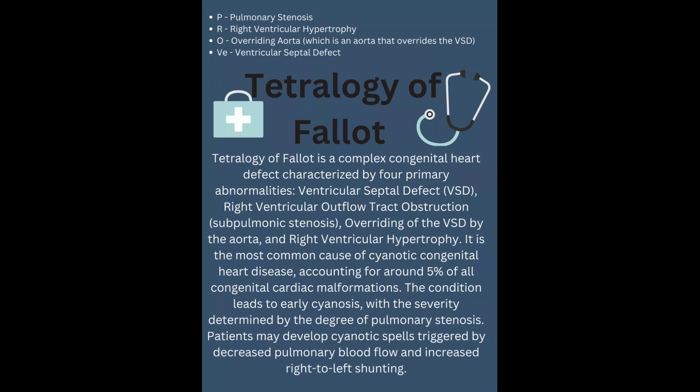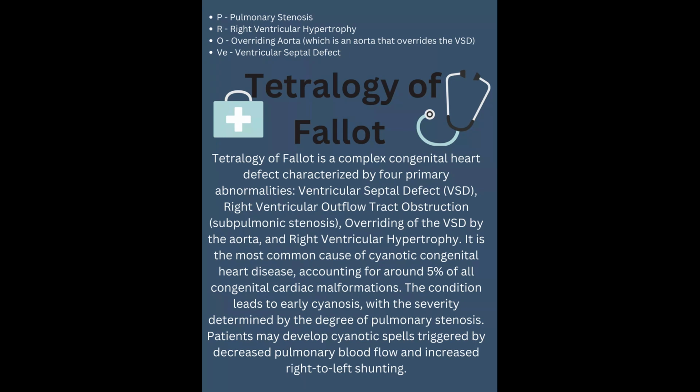1. Understanding Tetralogy of Fallot. Tetralogy of Fallot is a congenital heart defect that involves 4 specific malformations in the heart. A. Ventricular septal defect, VSD. This is a hole in the septum, the wall that separates the heart's 2 ventricles, allowing blood to flow between them. B. Pulmonary stenosis. It is a narrowing of the pulmonary valve or the blood vessels that carry blood from the heart to the lungs, restricting blood flow to the lungs.